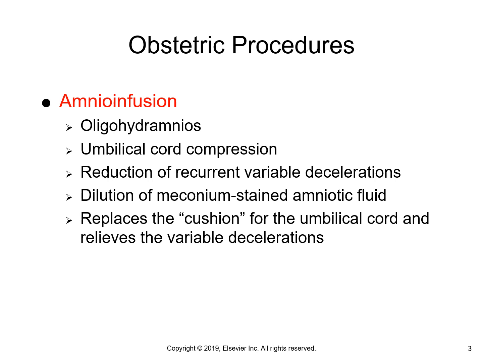And then we can also do the amnio infusion to dilute the amniotic fluid for those with meconium stain. So if the baby actually had that meconium, that first stool, while they're still inside the womb, then we can use amnio infusion to correct that. And then also it replaces the cushion for the umbilical cord and relieves the variable deceleration, like I just mentioned.